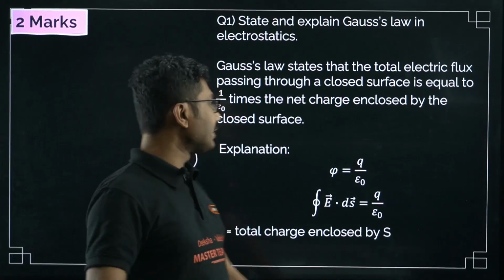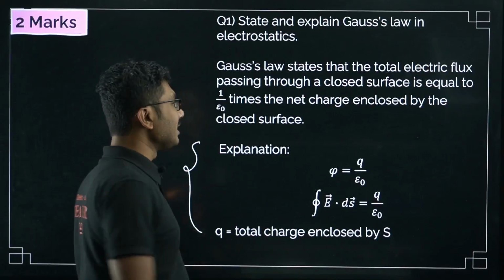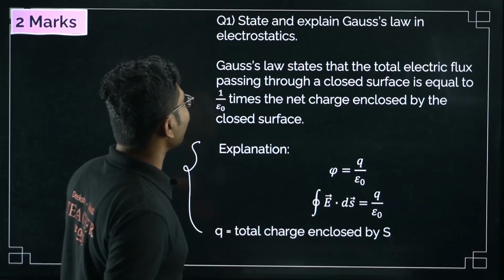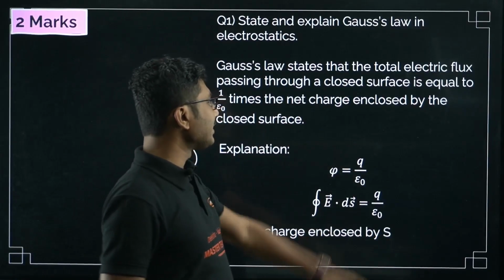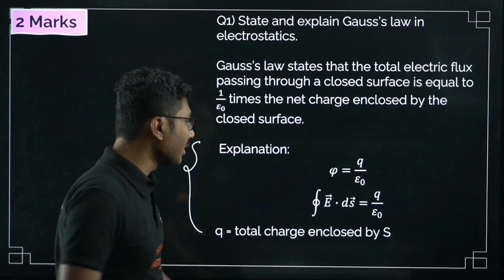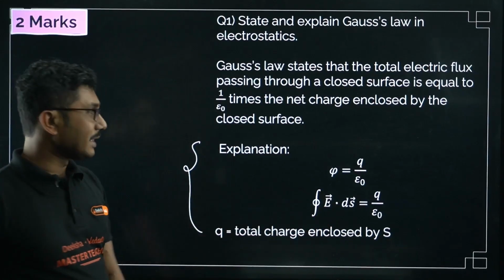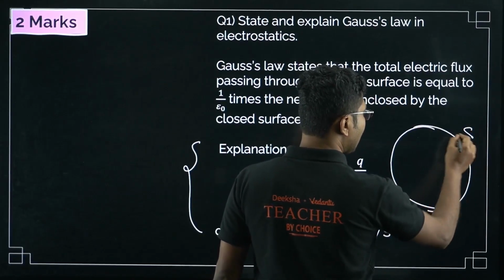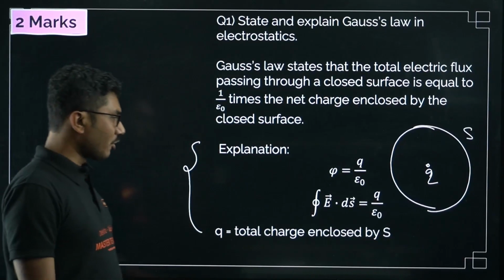Other than that, the explanation part is basically for a 3 marker question. If they only ask you state Gauss law, state and explain, then it will generally be a 3 marker question, but only statement is basically a 2 marker question. Gauss law states that the total electric flux passing through a closed surface is equal to 1 by epsilon naught times the net charge enclosed by the closed surface, and explanation is phi is basically q by epsilon naught, that is the integral of E dot ds equals q by epsilon naught. Q is the total charge enclosed by the surface S. You have to show one surface over here, and you have to show some charge enclosed here, Q. Okay, so this is the diagram that you have to draw in this case.